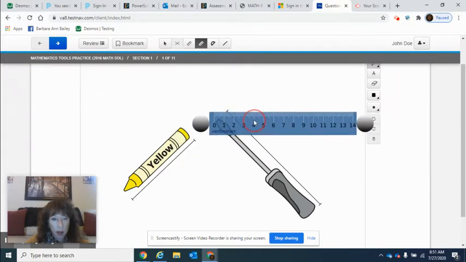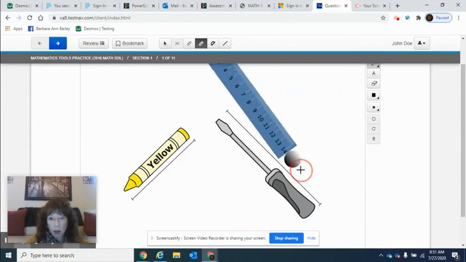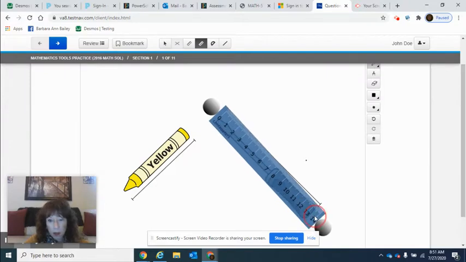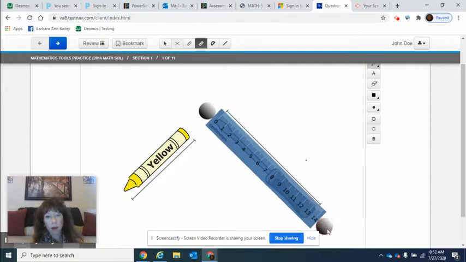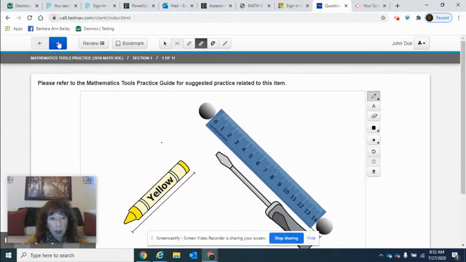Good opportunity just to tell them to pay close attention to what unit of measure the question is asking for, because you could use the ruler perfectly, but if you're measuring in centimeters instead of inches, obviously your answer is going to be a little off. But again, making sure that they are lined up at the 0 and not at the end of the ruler can make a big difference in the accuracy of their answer. And just have them practice rotating. So that's just a little bit with the TestNav SOL tools. Go to the next question.